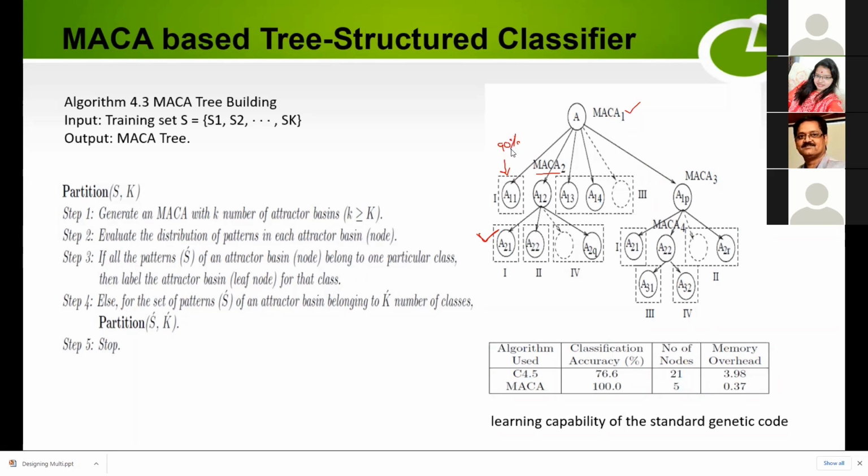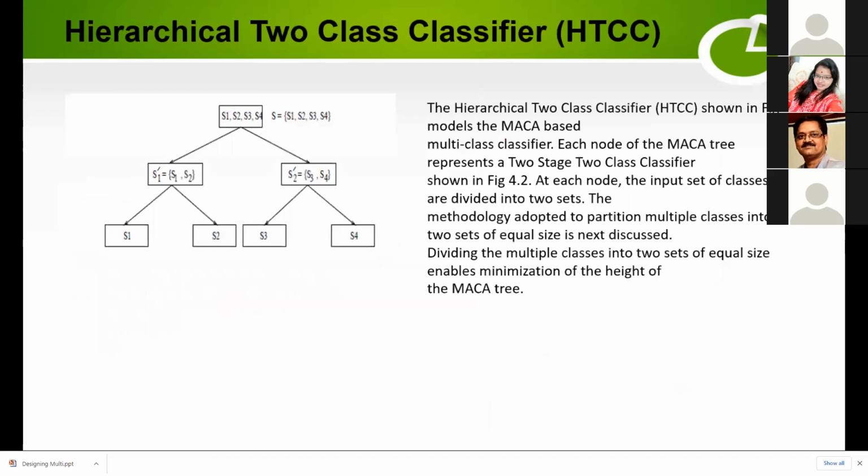So this is an open field: for any data set, what will be our stopping criterion using the MACA-based pattern classifier? That is also a problem for the MACA-based tree structure classifier. To overcome this problem, we have the hierarchical two-class classifier, where we divide our classes into the simplest MACA-based classifier, that is, a two-class classifier.